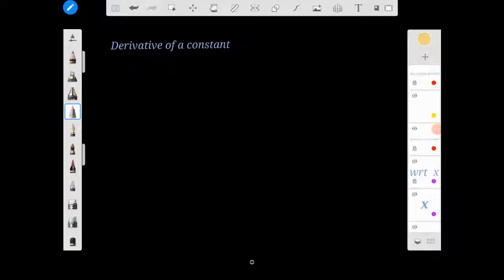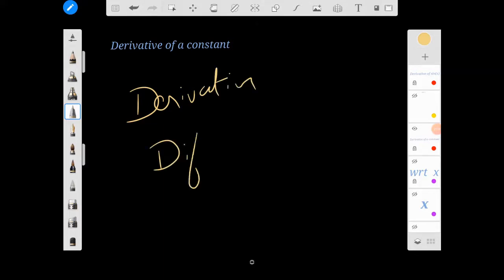The derivative of a constant. I told you, by the way, that derivative and differential are basically the same thing. Now, differential is the answer of differentiation.